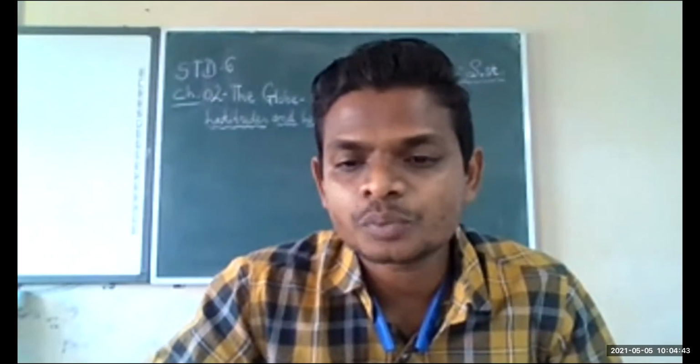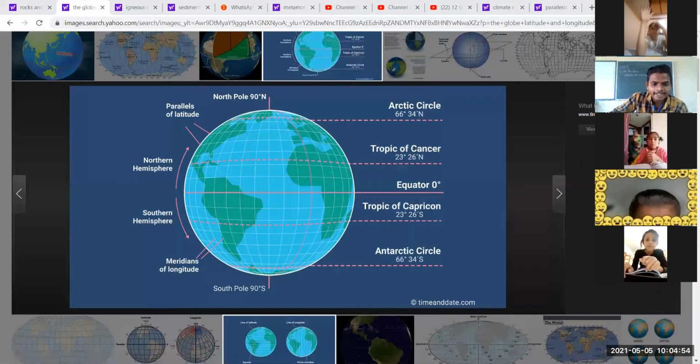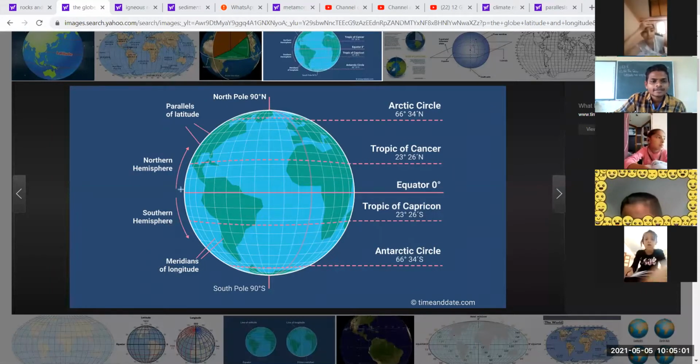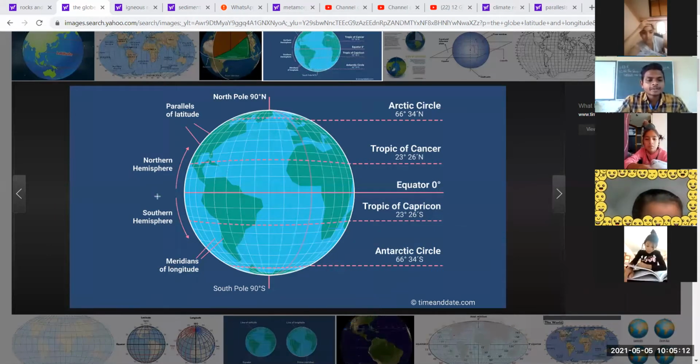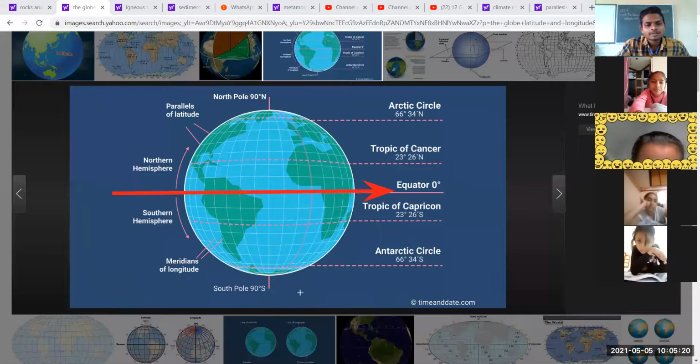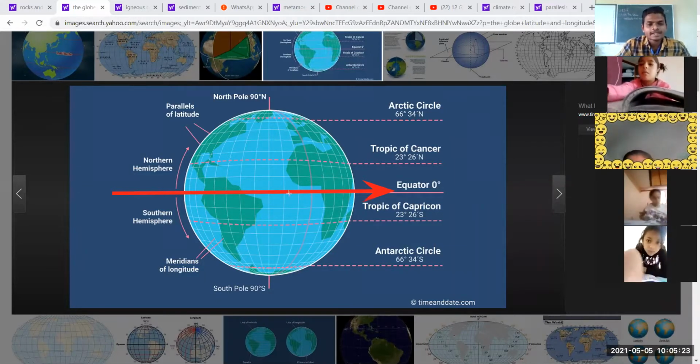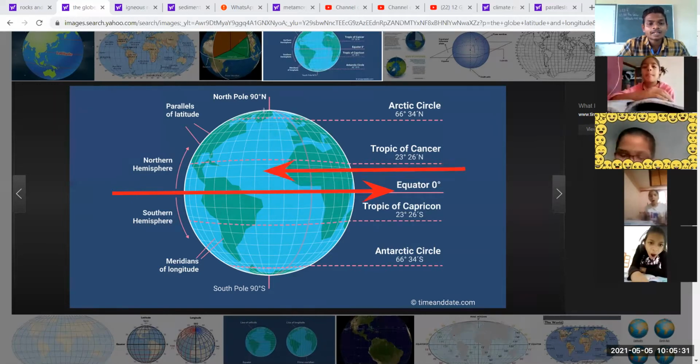Now I am going to share the screen so you will better understand what we discussed yesterday. Now let's start. I am going to explain it in a very proper way. Yesterday we discussed the northern and the southern hemisphere. Right now you can see it here, in the middle of the earth the equator is going on, equator 0 degree. The equator divides the earth into two parts.